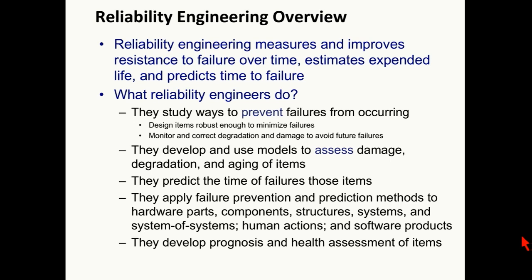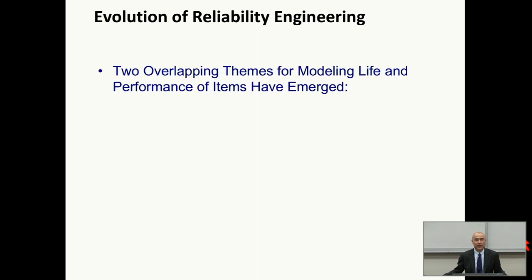They also apply failure prevention and prediction methods to hardware parts, components, structures, systems of systems, human actions, and software products, the collection of which I define as items. And finally, they develop prognosis and health assessment methods of items which are actually in operation or being designed. I'm going to talk a little bit about the evolution of reliability engineering over time and tell you where it came from.